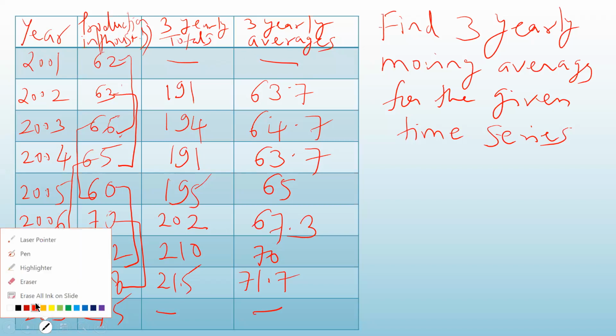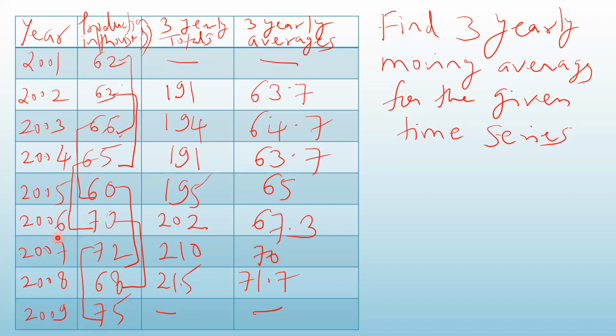So what we did to find the 3-yearly moving average: for the first one, you cannot find it. Take the average of these three values. First take the sum, divide by 3 and it will give you the average. Write it in the middle, so this average will be for the year 2002. Then leave this, take the next 3: 63, 66 and 65.